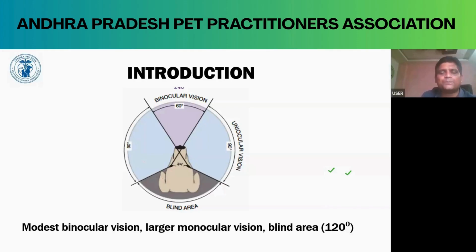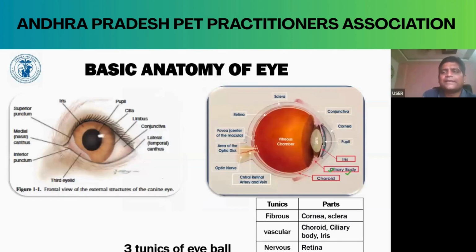Only they can observe the wavelengths from the violet to the blue light, so they can observe the blue light. This is regarding the vision, which has modest binocular vision and larger monocular vision, and the blind area will be up to 120 degrees. The cone color perception is very, very less in the case of canines.